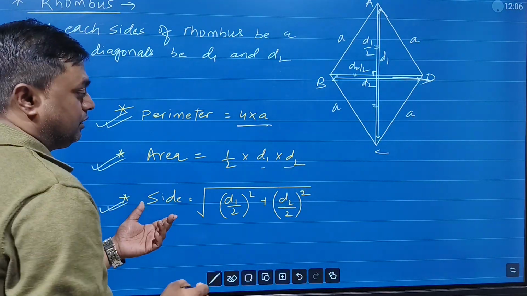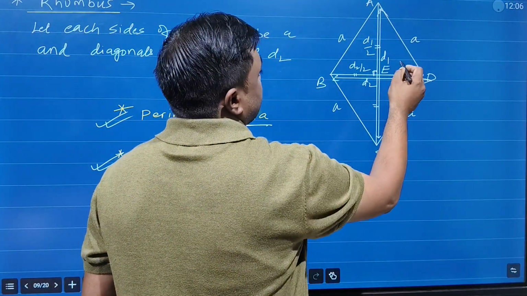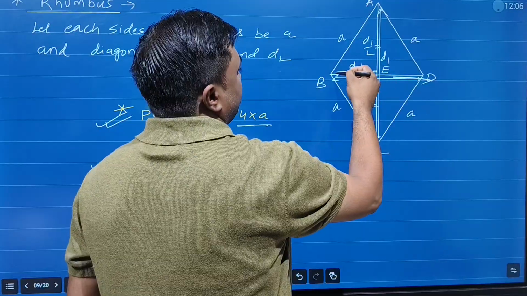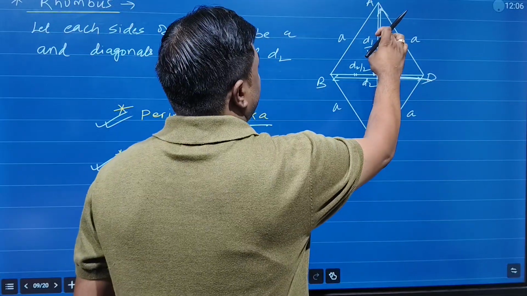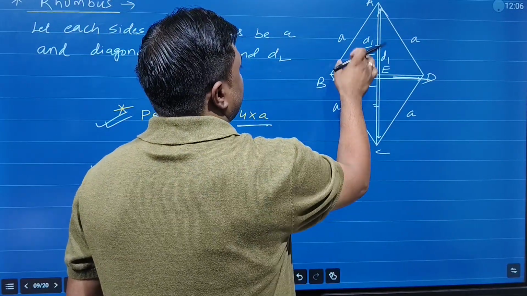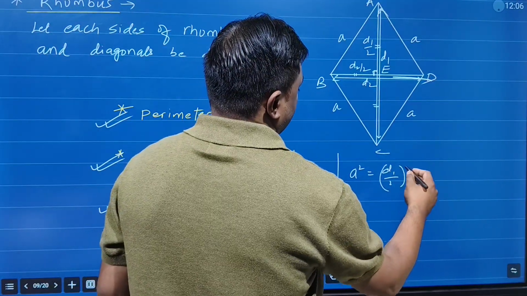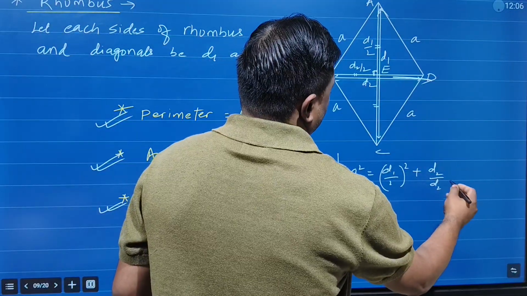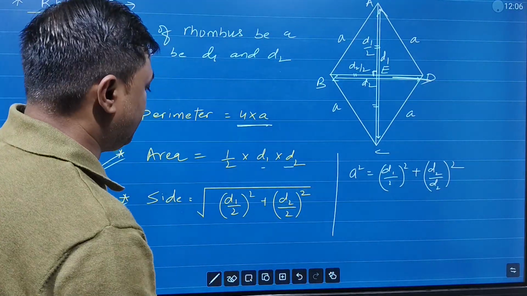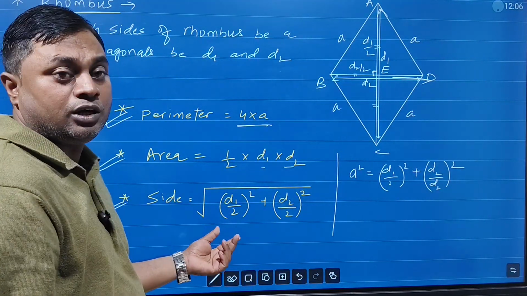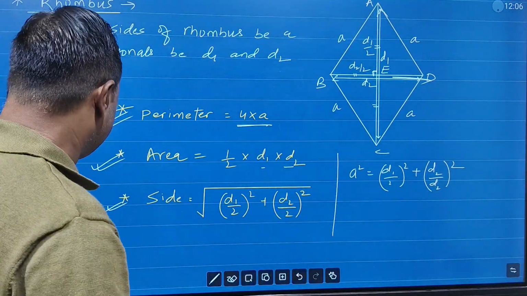If you want to find the side, again you can do the same thing. Let's take these diagonals intersecting at E. So this is D1 by 2, this is D2 by 2. So this side I want. Side is what? (D1 by 2) square plus (D2 by 2) square is equal to A square. Can we write or not? Yes. This side square is equal to (D1 by 2) square plus (D2 by 2) square using the Pythagoras theorem. So here what is A? A is the square root of (D1 by 2) square plus (D2 by 2) square. Yes or no? I hope you are understanding this.